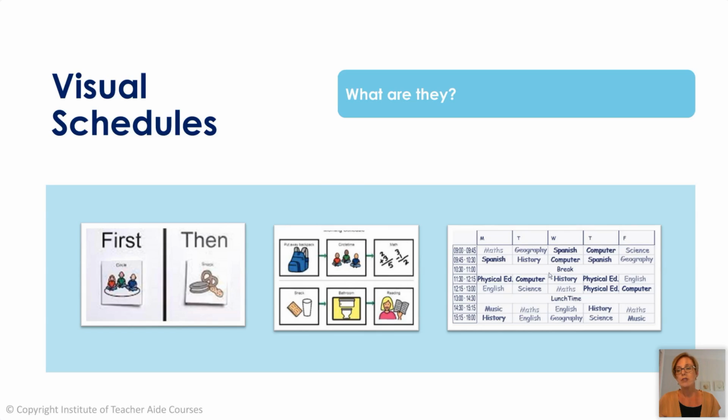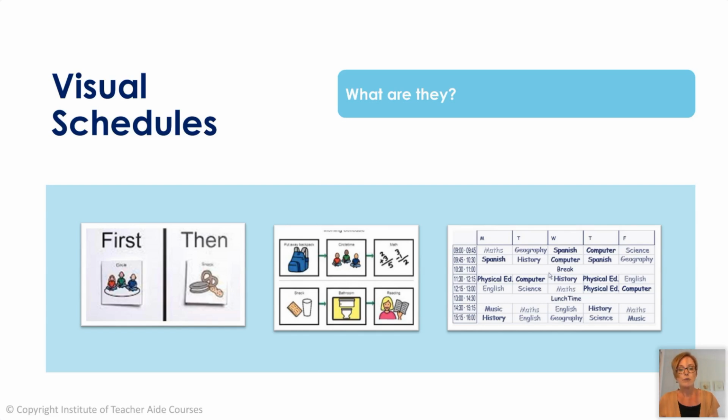We've got some visual schedules that are about steps in an activity, so how to complete an activity. Visual schedules can also tell you about tasks to be completed in a session. So in a morning session, you might have to do spelling and write a story and read a book, so it can give you a list of tasks to be completed. They could be a timetable for an entire day. They could also be a timetable for a week.